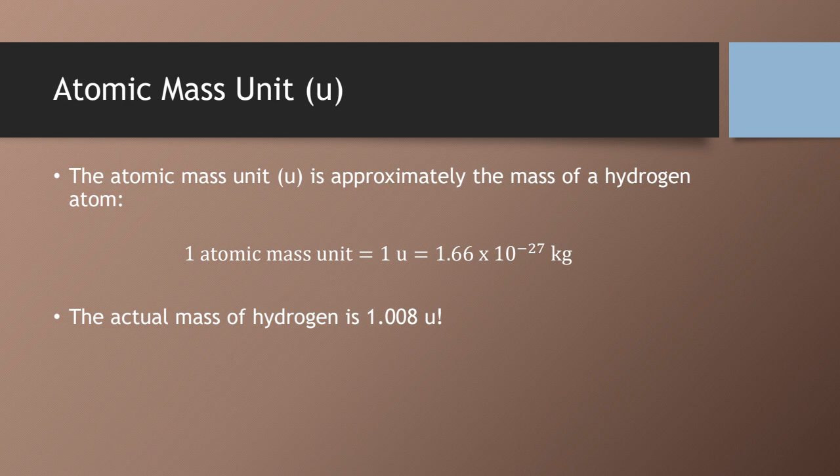So the atomic mass unit is approximately the mass of a hydrogen atom. One atomic mass unit, or 1 u, is 1.66 times 10 to the minus 27 kilograms. It is about the mass of a proton by itself. The actual mass of a hydrogen atom is 1.008 u, or atomic mass units.